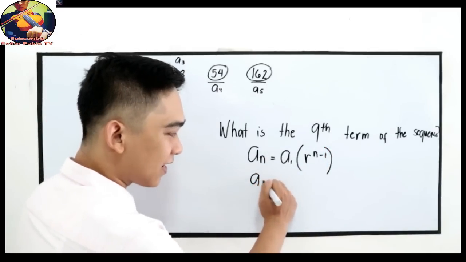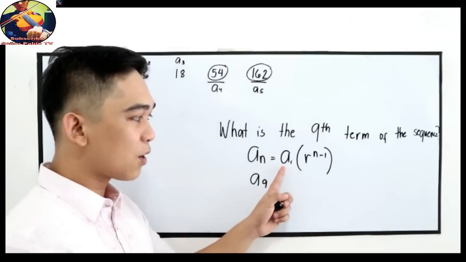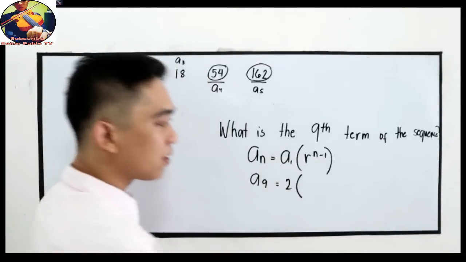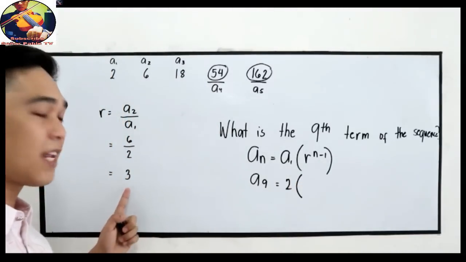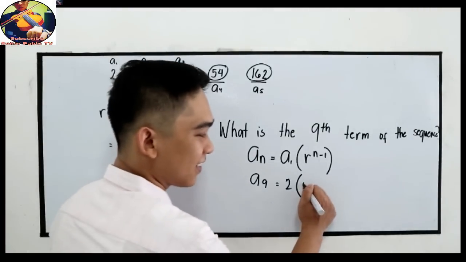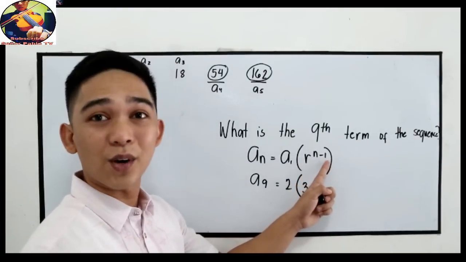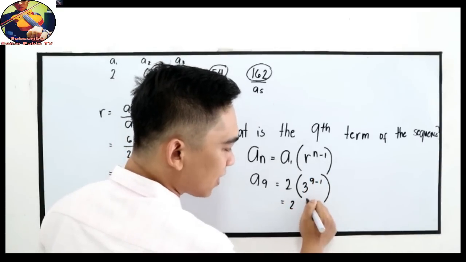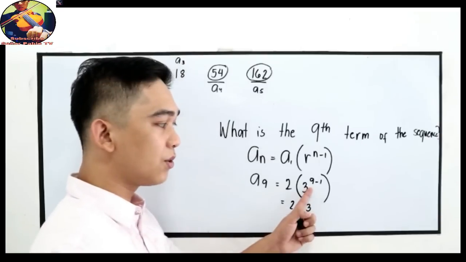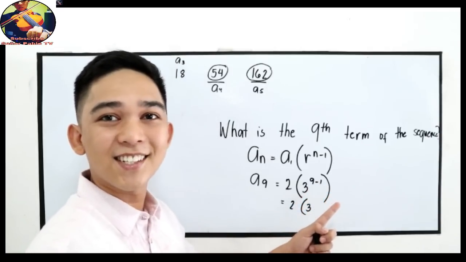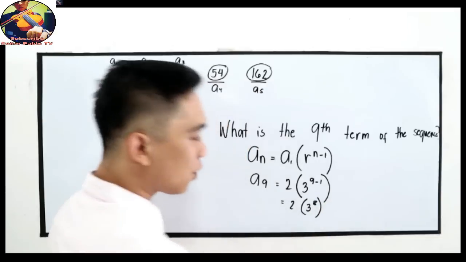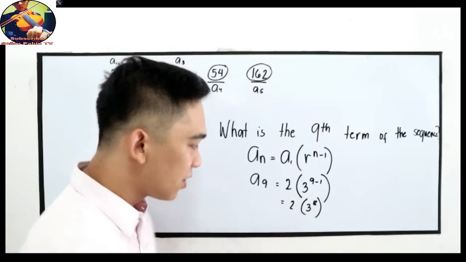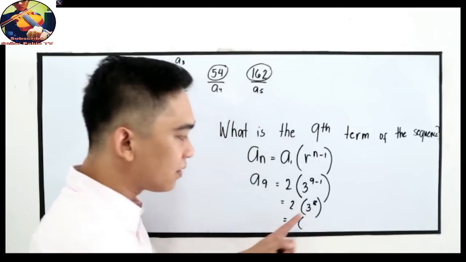So, A9, kasi yung hinahanap natin, is equal to A1. Ang A1 natin ay 2. So, i-write natin si 2. Times R. Ang R natin, na-compute kanina, which is 3, 3 raised to n minus 1. That is 9 minus 1. So, 2 times 3 raised to 9 minus 1. That is 8. So, huwag natin kakalimutan yung PEMDAS. So, mauuna muna si exponent bago tayo mag-parentheses. So, multiply natin 2 times 3 raised to 8.